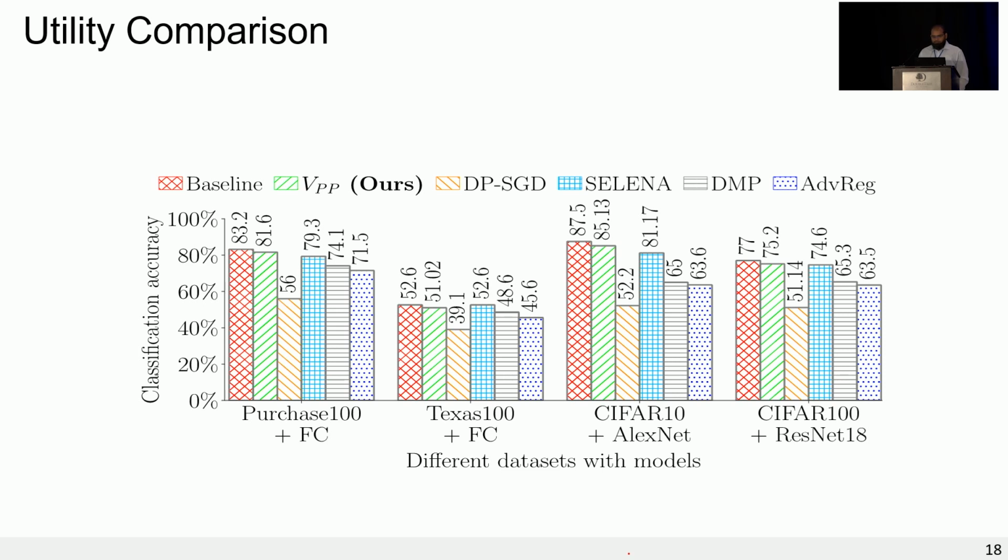After the privacy comparison, it is also important to preserve the accuracy of the model. This result shows the comparison in terms of accuracy. The higher the better. The green one is ours, compared with the red bar, which is the baseline accuracy. We are losing very negligible accuracy compared to the baseline, but against the other defenses, we are comparable or slightly higher.